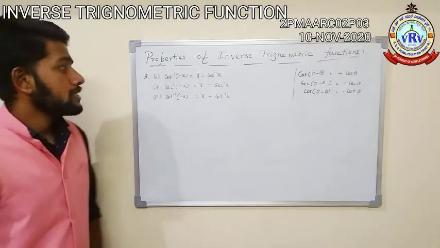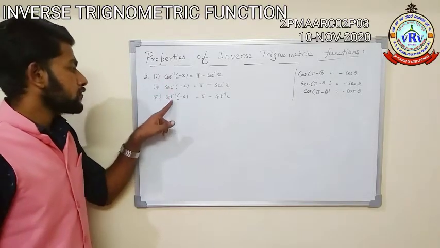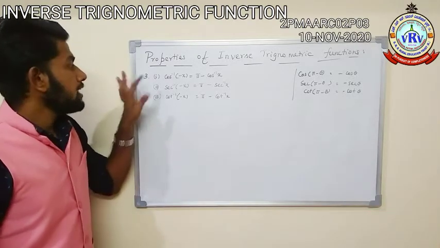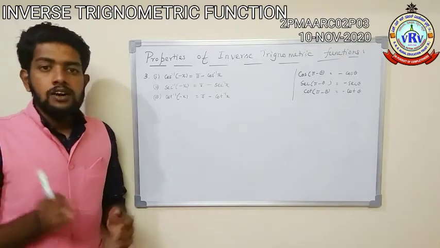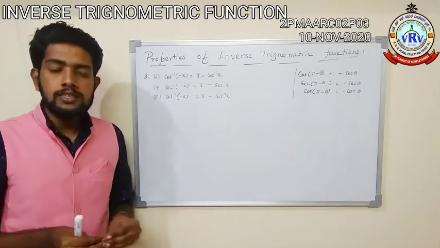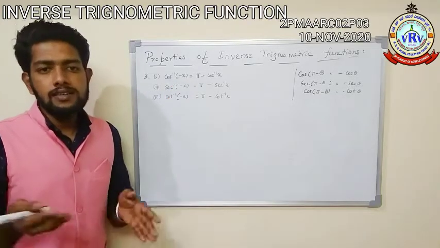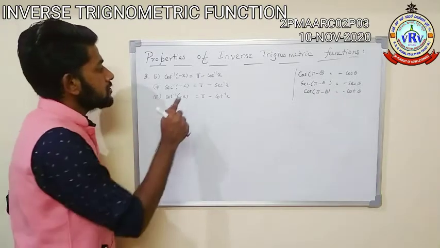In the third property of the inverse trigonometric functions, we have cos inverse, secant inverse, and cot inverse. In the previous property, we had sine inverse, cosecant inverse, and tan inverse. In those functions, the minus of the value is equal to the direct minus of the function's inverse value. But here there is a change.